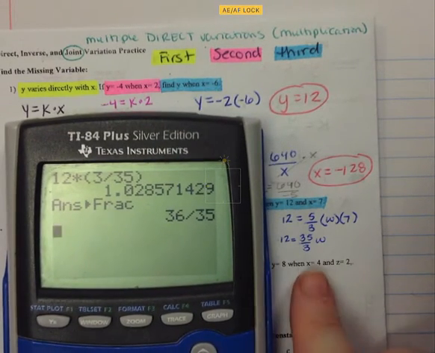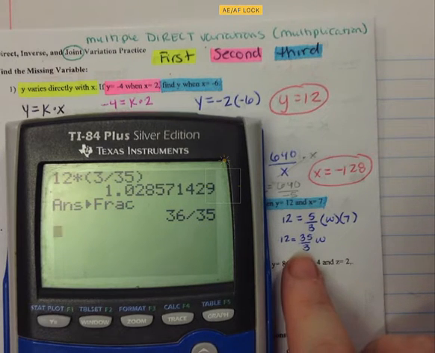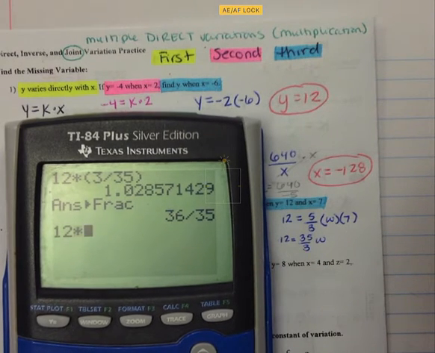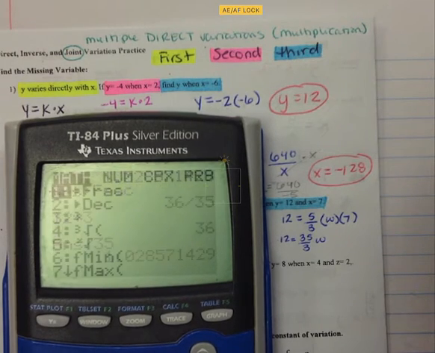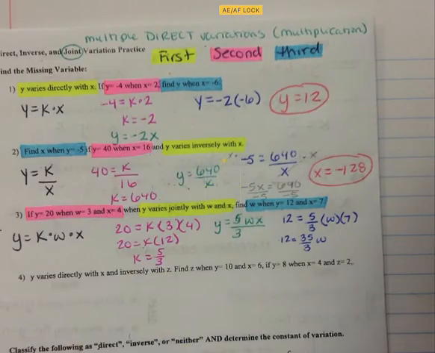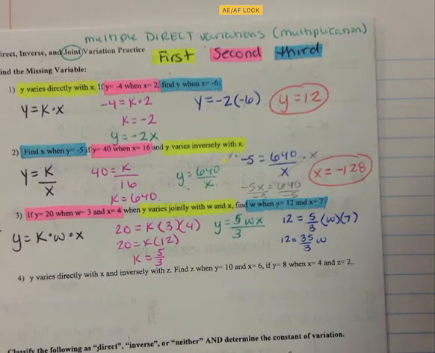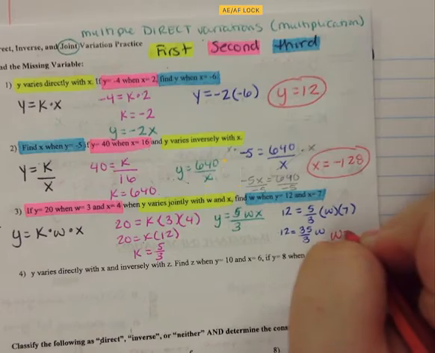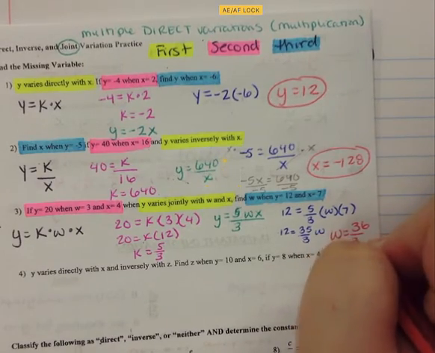The other way you could have done this is do it separately. So you would multiply by 3, so it would be 12 times 3, and then you would divide it by 35. You'd hit math, enter. It's the same answer, 36 over 35. So our w is equal to 36 over 35.